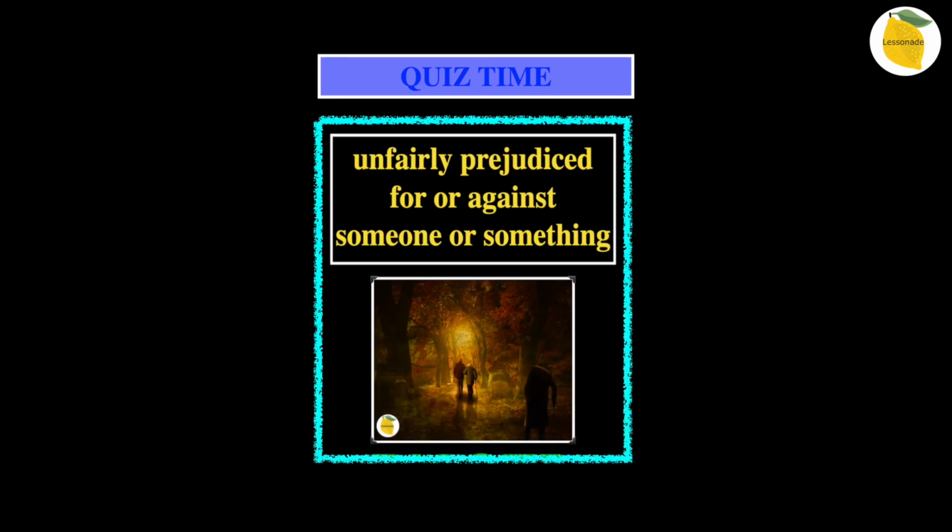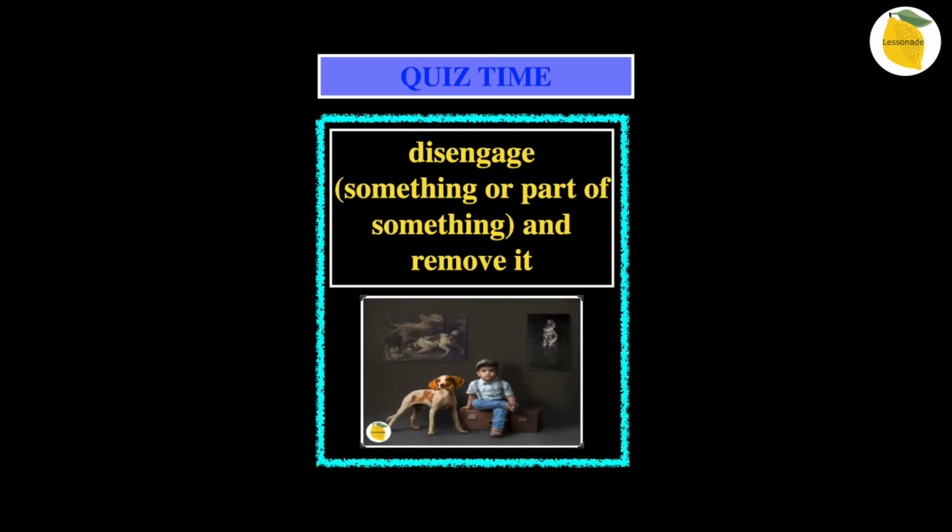The third question is unfairly prejudiced for or against someone or something. In this picture we can see two people that are together and one person that is not, which suggests it is quite unfair. And the final question, question number 4, is disengage something or part of something and remove it. In this picture we can see a boy and his pet. Now let's move on to the results to see how well we have done.